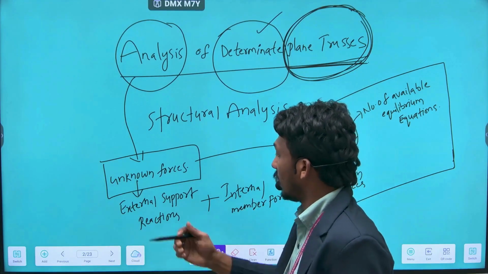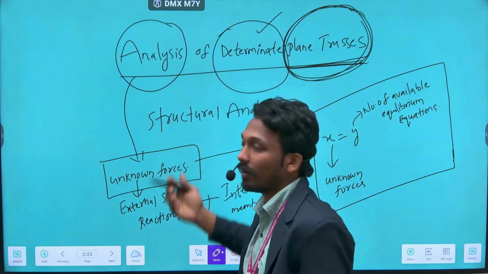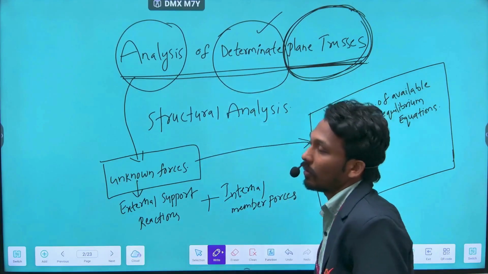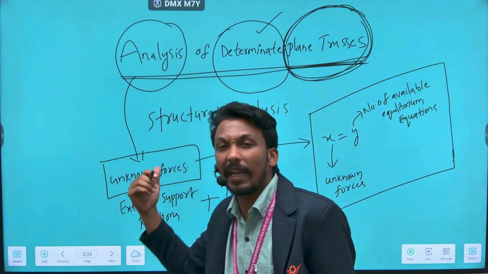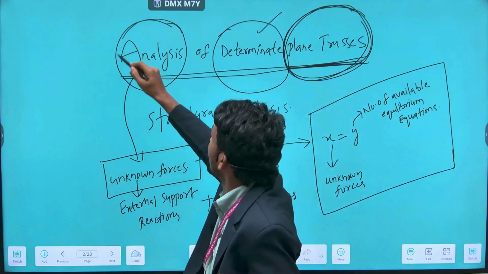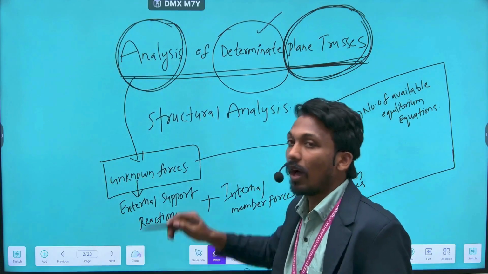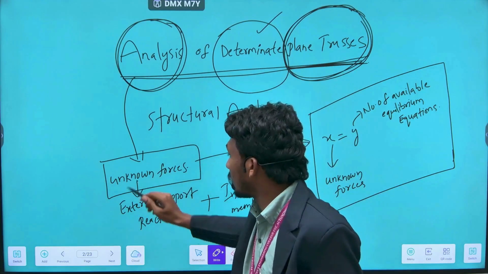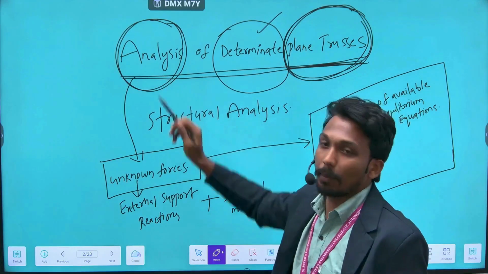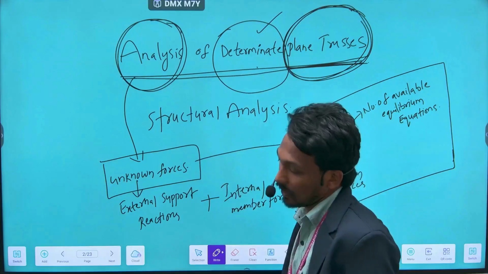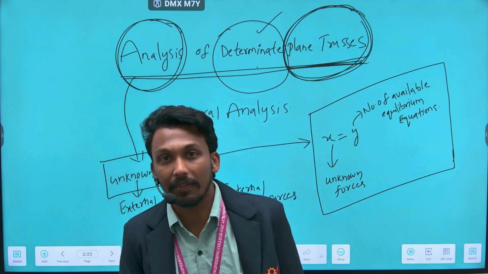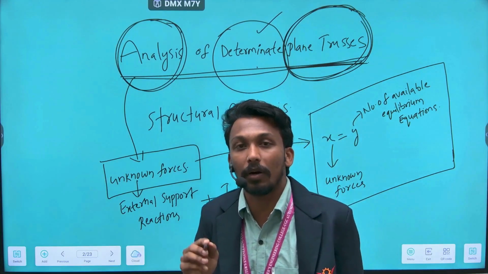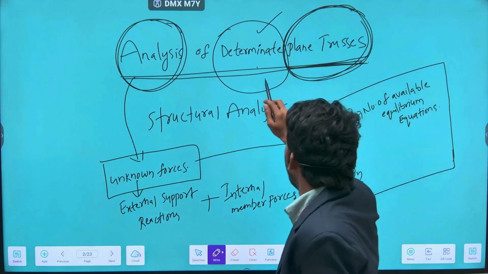So let us recap what we have discussed up to here. We are discussing the topic analysis of determinate trusses, plane trusses. Analysis means calculation of unknown forces. The unknown forces may be external support reactions and internal member forces. A determinate structure is one in which you are able to calculate all the unknown forces with the help of equilibrium equations alone.